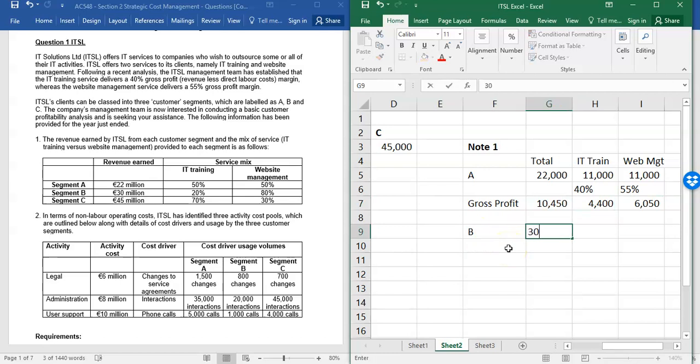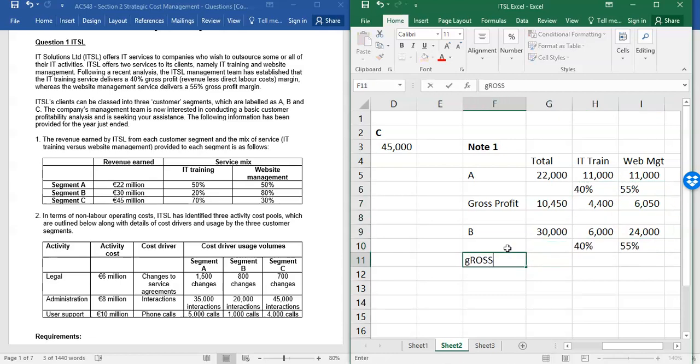B's total revenue is 30 million. 20%, or 6 million, is for IT training and 24 million is for website management. So this company has a lot more mix in web management. And remember, web management is the more profitable one because web management is 55%.